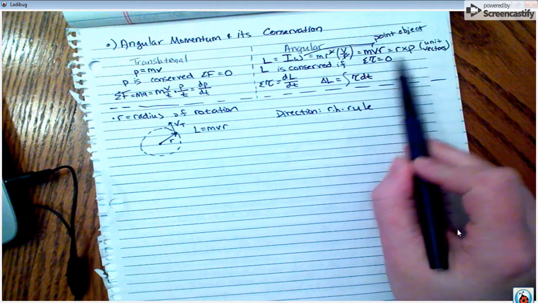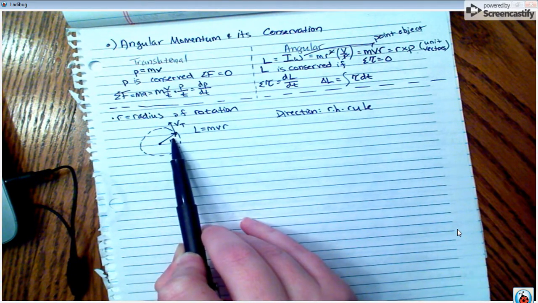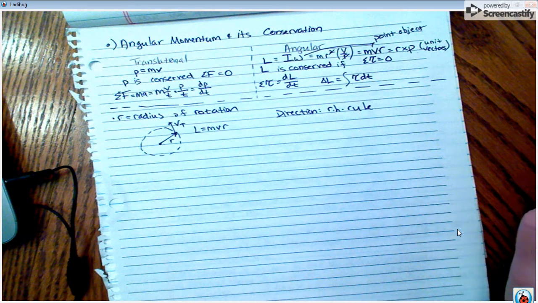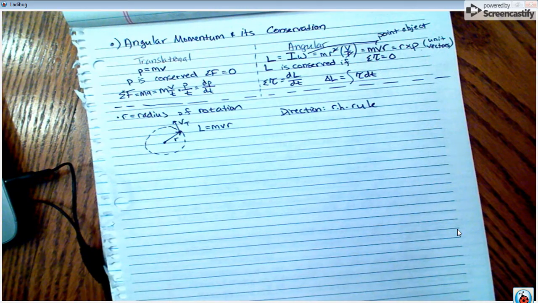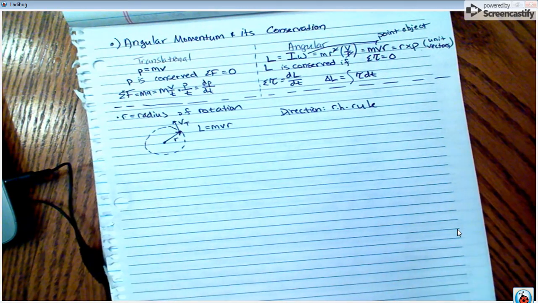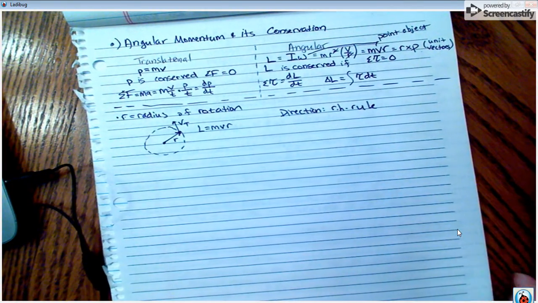Just make sure, since it's r crossed with p, you've got to do your r first, and then the direction of v. Oh, yeah, because the momentum will be in the same direction as v because mass is a scalar. Almost let that one trip me up.